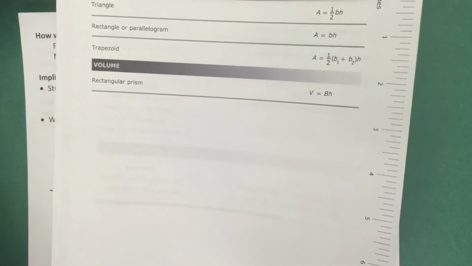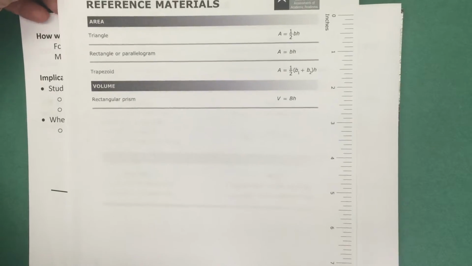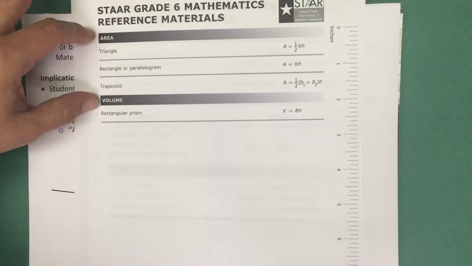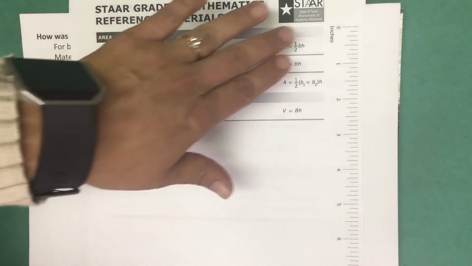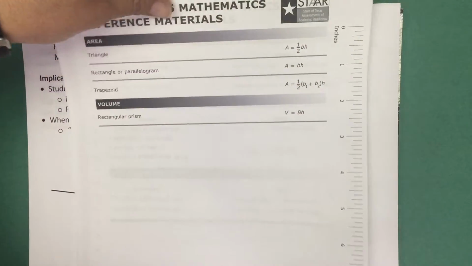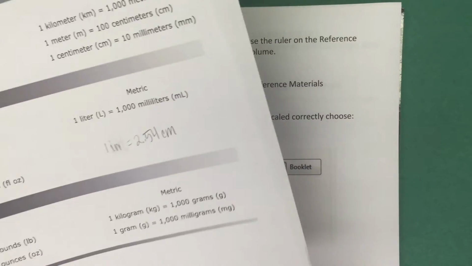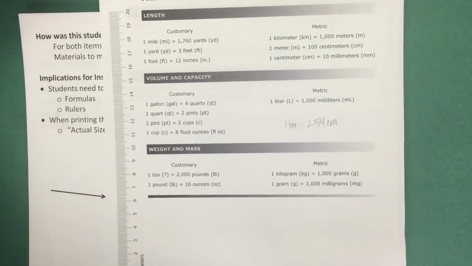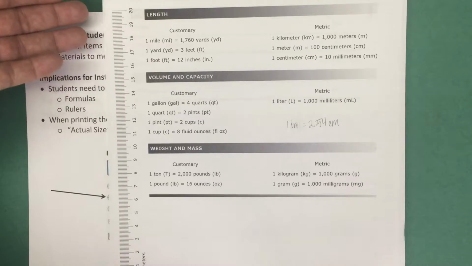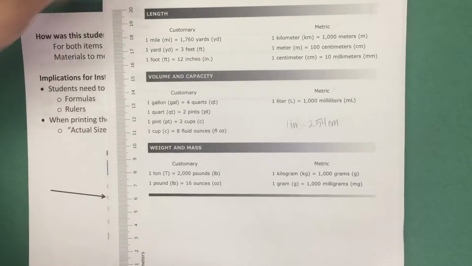So let's look real quickly at the reference materials. There's actually 2 sides. This is the one that I've printed from the TEA website. One side has some formulas for area and volume, and then along the right-hand side, there's a ruler in inches. The other side of the formula chart contains some conversions, and then along the left side of the formula chart is a centimeter ruler.